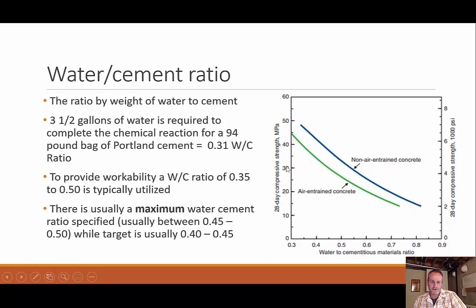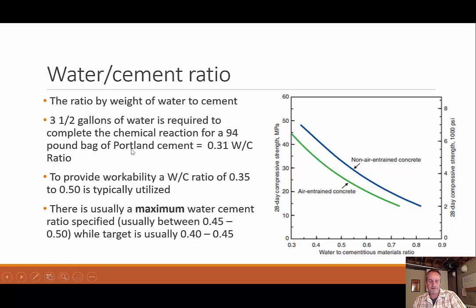And here we can actually see a diagram where we have air entrained and non-air entrained. Let's just look at the non-air at first. And what we're saying is if we increase our water to cement ratio, so we're increasing our water, we see our strength decreasing drastically, right? Now, if we have air in there, it decreases even more. It parallels it only. It's slightly below.